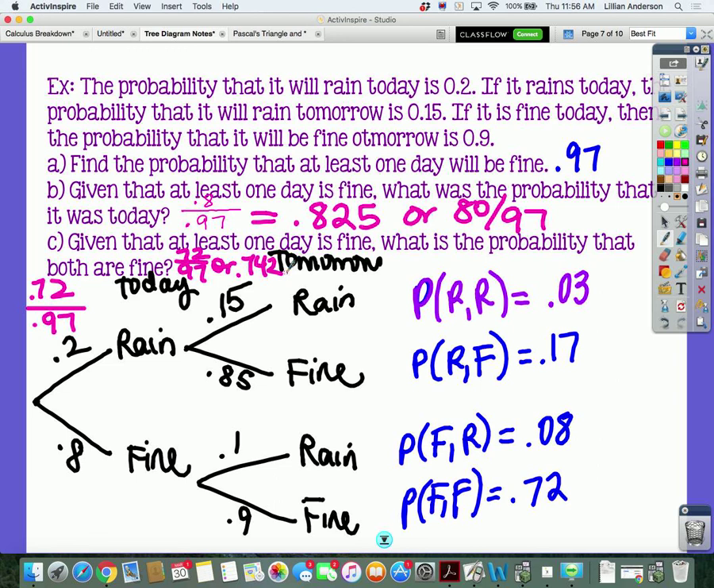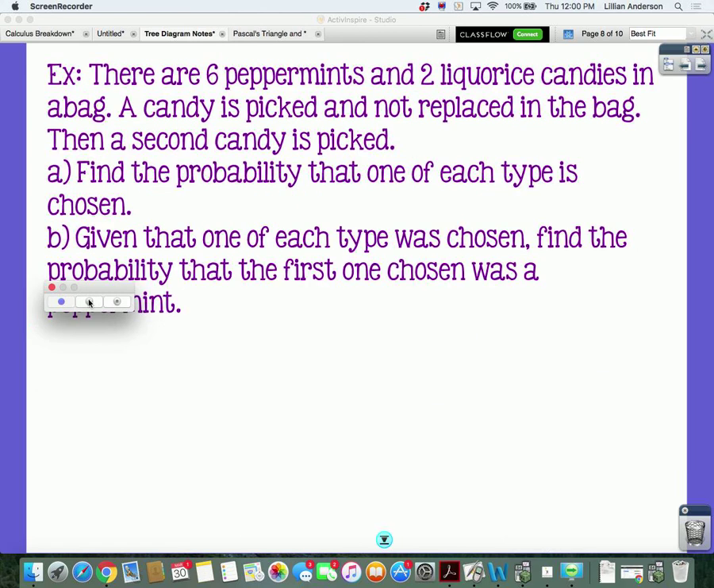Good job. How are we with tree diagrams? Great. Let's just make sure that we can, you know, this problem is a little bit different from the other problem, okay? There are 6 peppermints and 2 licorice candies in a bag for a total of how many candies in the bag? 8. Now it says a candy is picked and not replaced in the bag, okay?